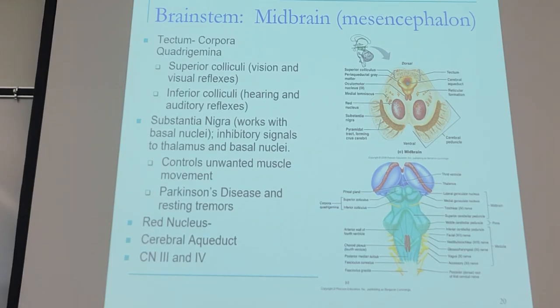cranial nerve 3, which is what nerve? Oculomotor. 3 is oculomotor, 4 is trochlear. Got it. Okay.